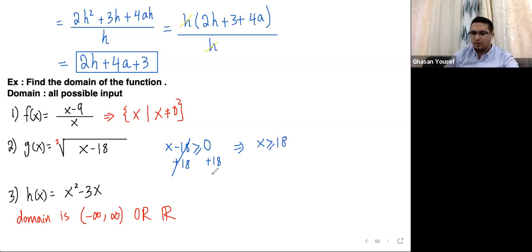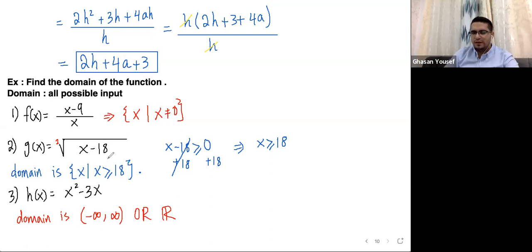So all numbers greater than 18 work, and 18 itself is included, but 17 is not. So I can say the domain is x such that x is greater than or equal to 18. This is my domain.